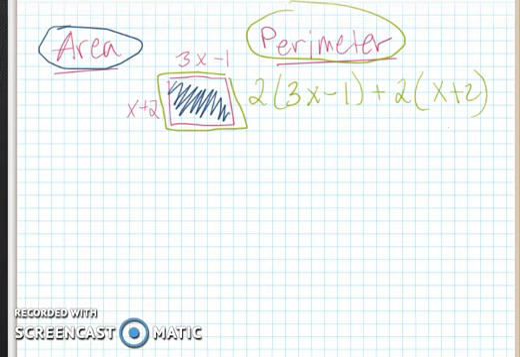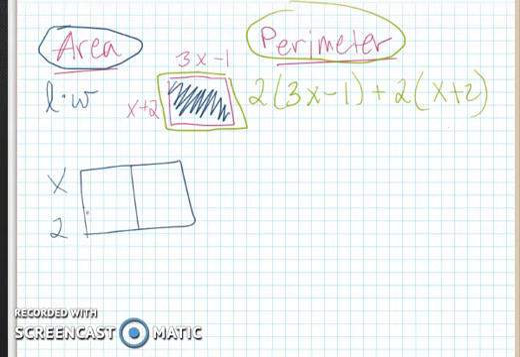Area, slightly different, wants to get that space on the inside, so we do what's called length times width. And to do that, we are actually going to do a box method. We get the x and the 2 on one side, and then we're going to go ahead and get 3x and negative 1 on that side. So we'll go ahead and do area first.